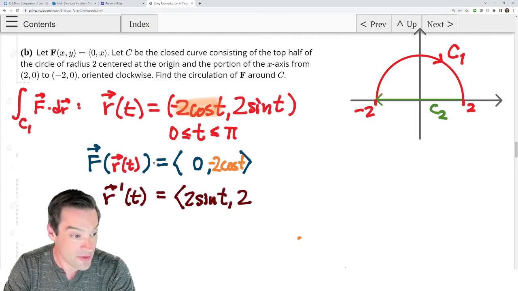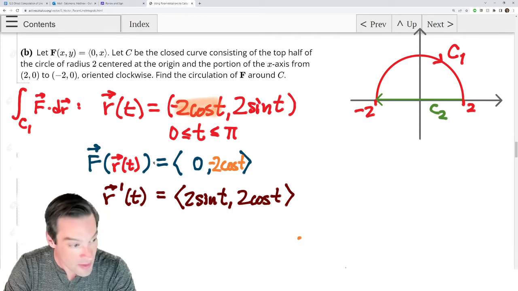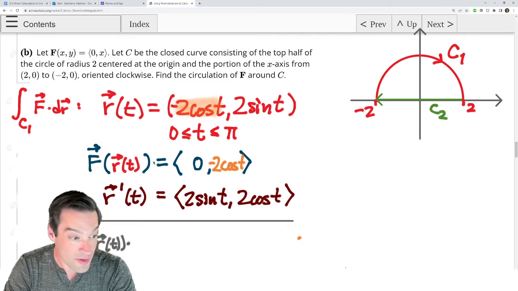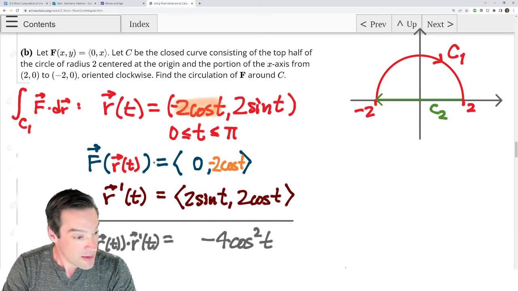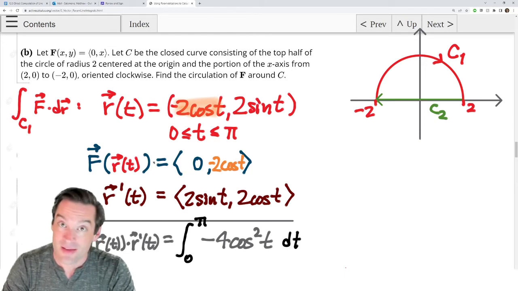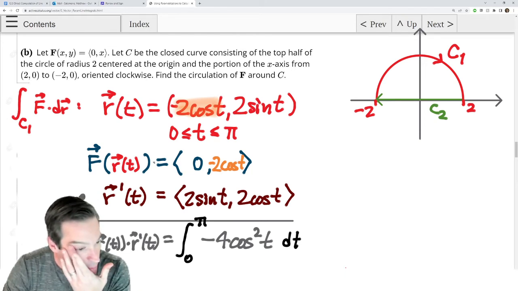And then we have a velocity vector, the derivative of our parameterized curve, 2 sine t, 2 cosine t. Dot product those two things together, and we end up with negative 4 cosine squared of t. And then we just have to integrate that from 0 to pi. Now, I didn't do out these details, so I hope that this is right.